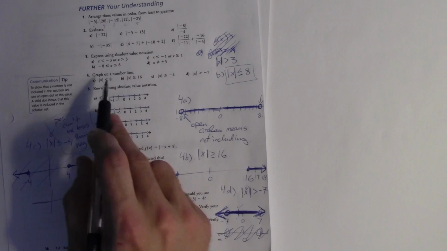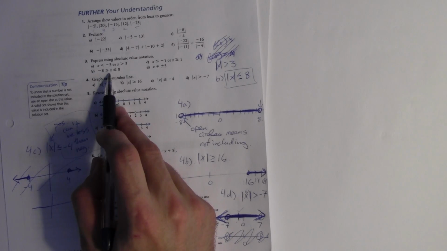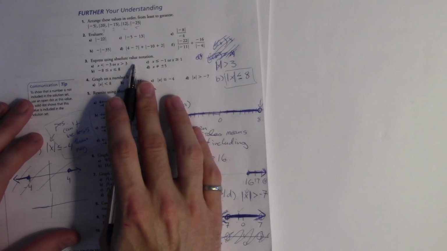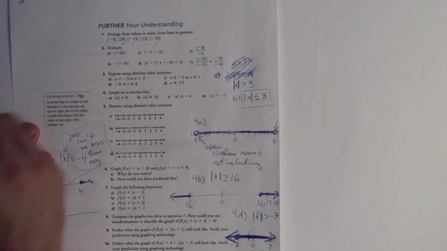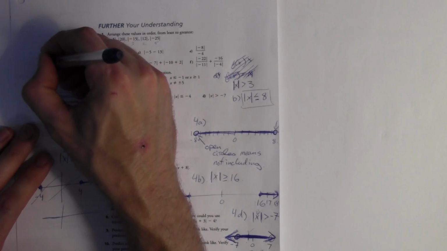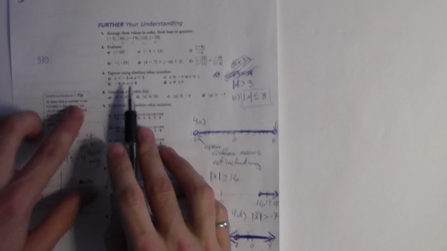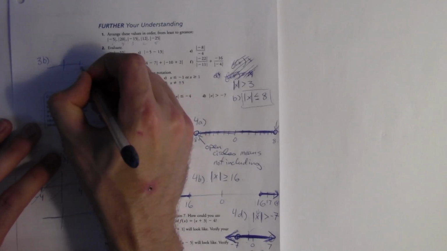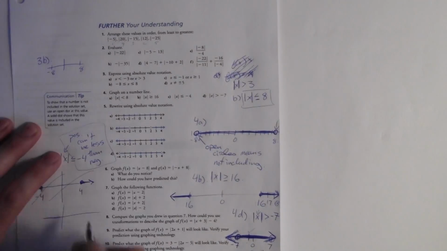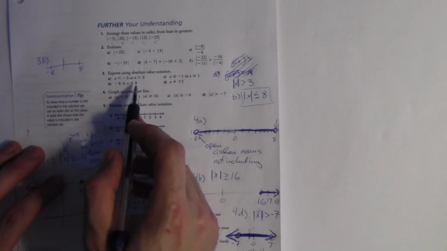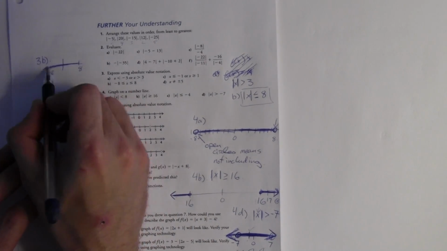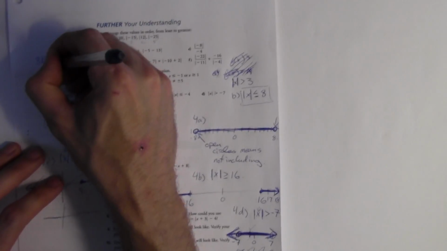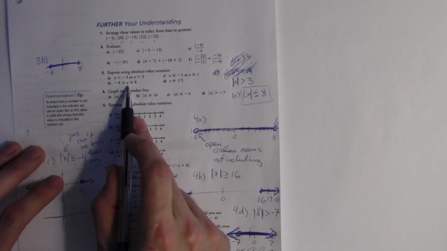Okay, let's just go back to 3 because it might make a little more sense. If we look at 3, it says express using the absolute value notation. So let's say 3b. Think about this on a number line. Here's 8, here's -8. We include 8, so x is all the values between here, including 8 and -8. So there's the number line representation of this.